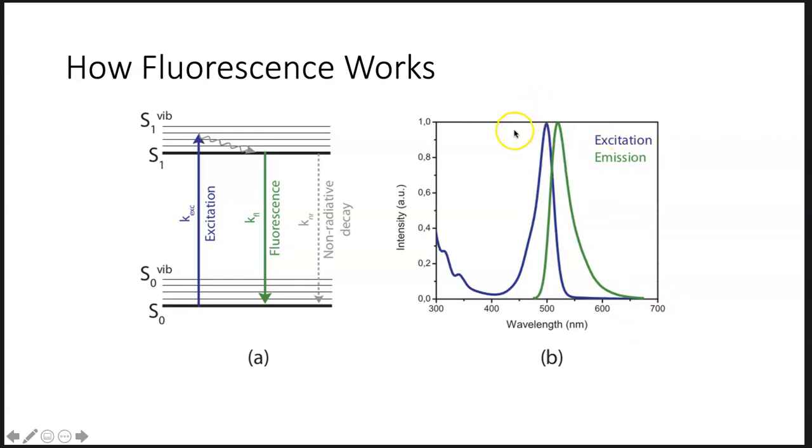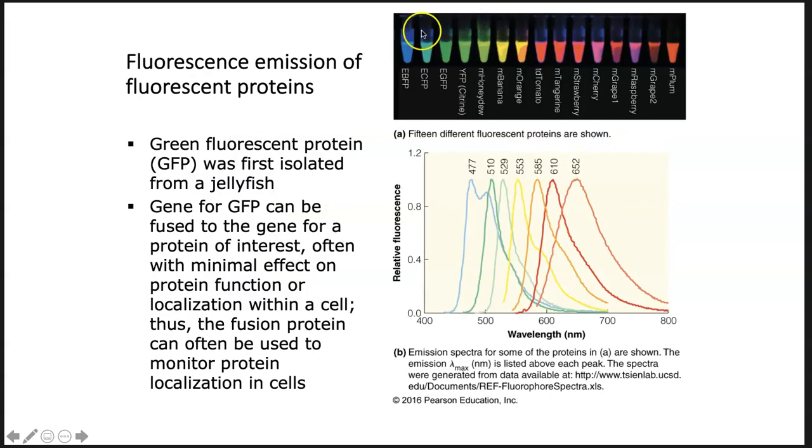So each fluorescent protein has its own unique characteristic absorbance peak and emission peak. And so the emission is the color of light that you are seeing here. So the emitted light has this particular color. The absorbed light is slightly lower wavelength or higher in energy in order to emit this.